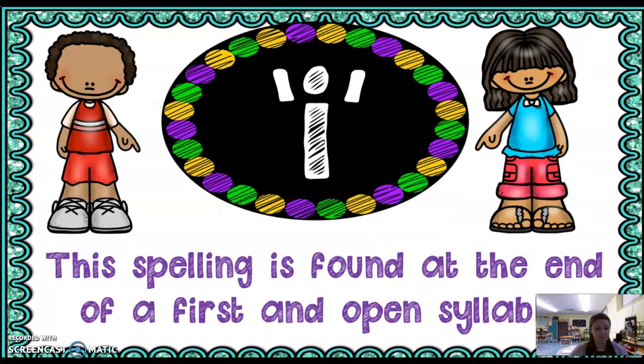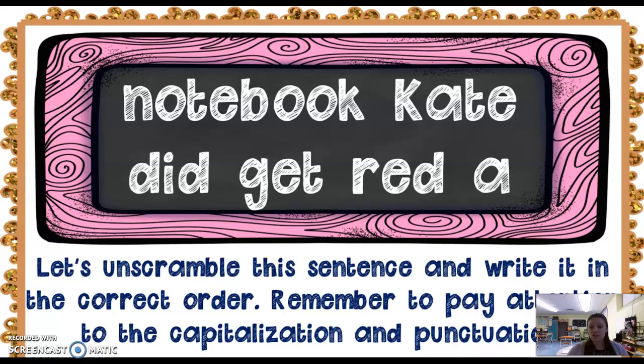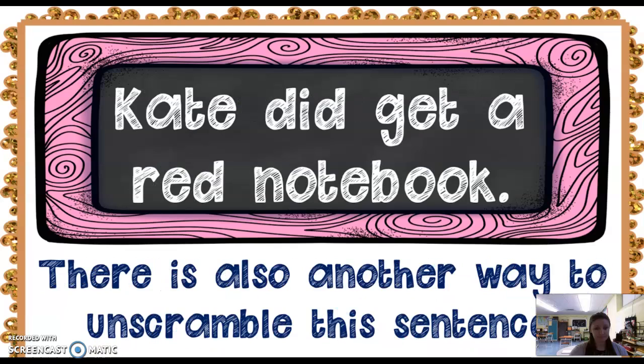Okay? Let's unscramble this sentence that's up on screen and see if we can put it in the correct order. It's important here that you look for the clues for capitalization and punctuation. We have Notebook Kate did get red A. That sentence doesn't make any sense. We can unscramble it and put it in order to say, Kate did get a red notebook. Notice my sentence begins with what kind of a letter? A capital letter, and it ends with what? Punctuation. What kind of punctuation? It ends in a period. There's also another way to unscramble this sentence that we'll look at.